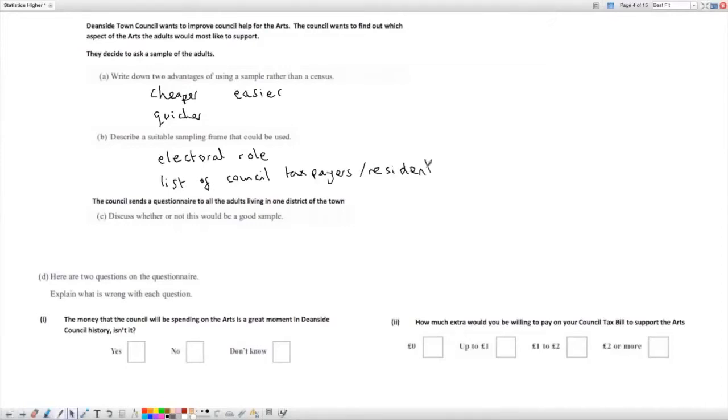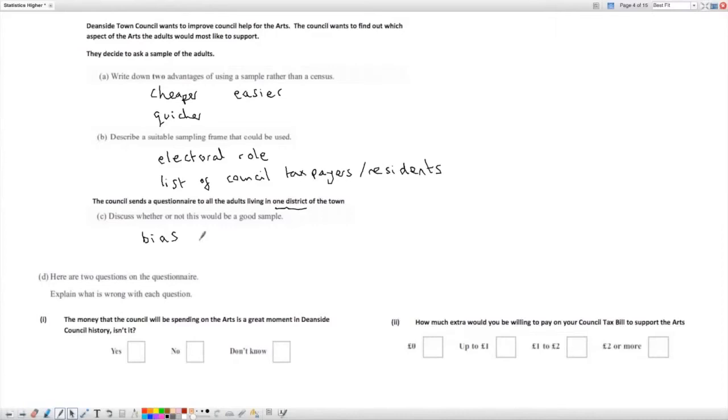The important part is the list must include all members of the population from which the sample is created. We're told that the council sends a questionnaire to all the adults living in one district of the town and asks to discuss whether or not this would be a good sample. Now, if they just send the questionnaire to all the adults living in one district of the town, this is biased because it does not represent all the people of Deanside. It's not a good sample.